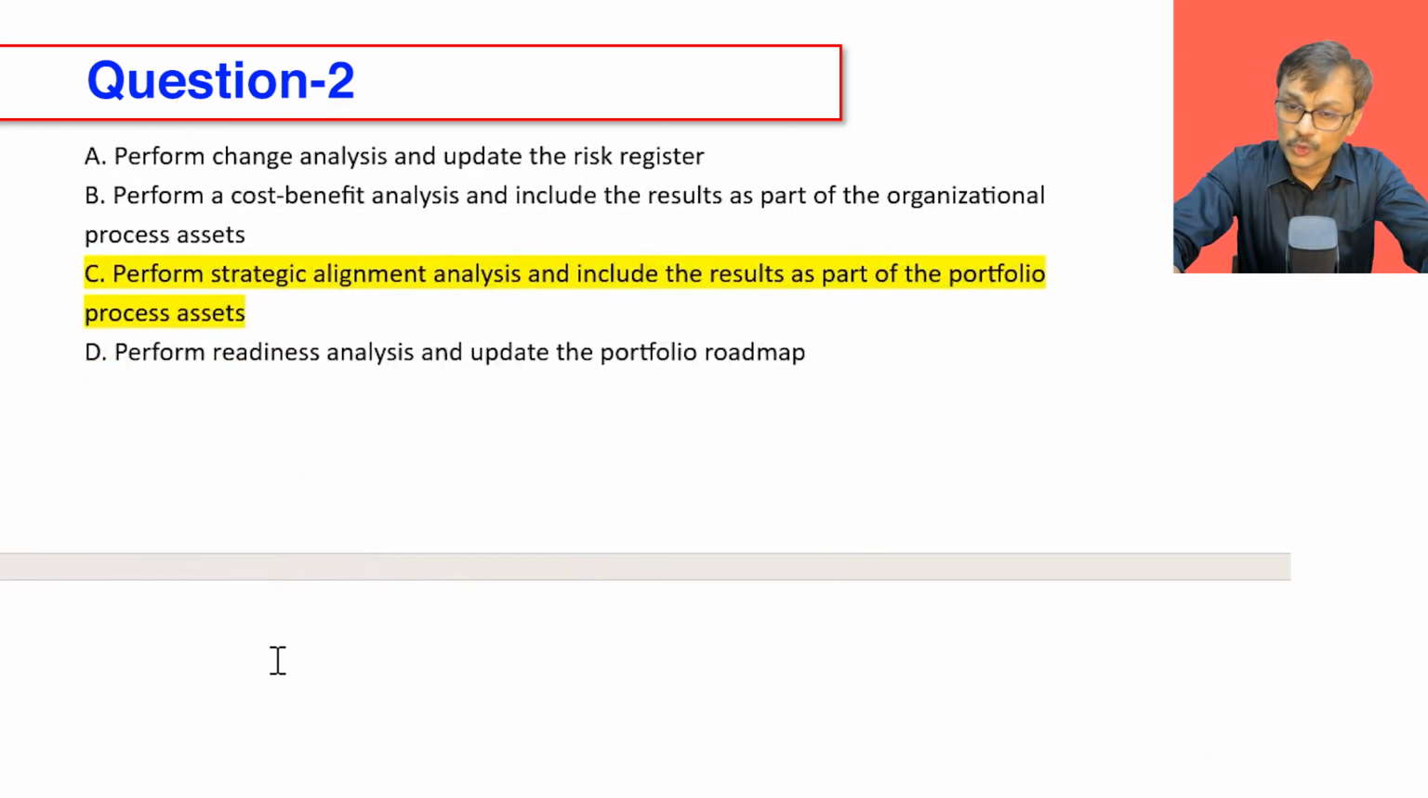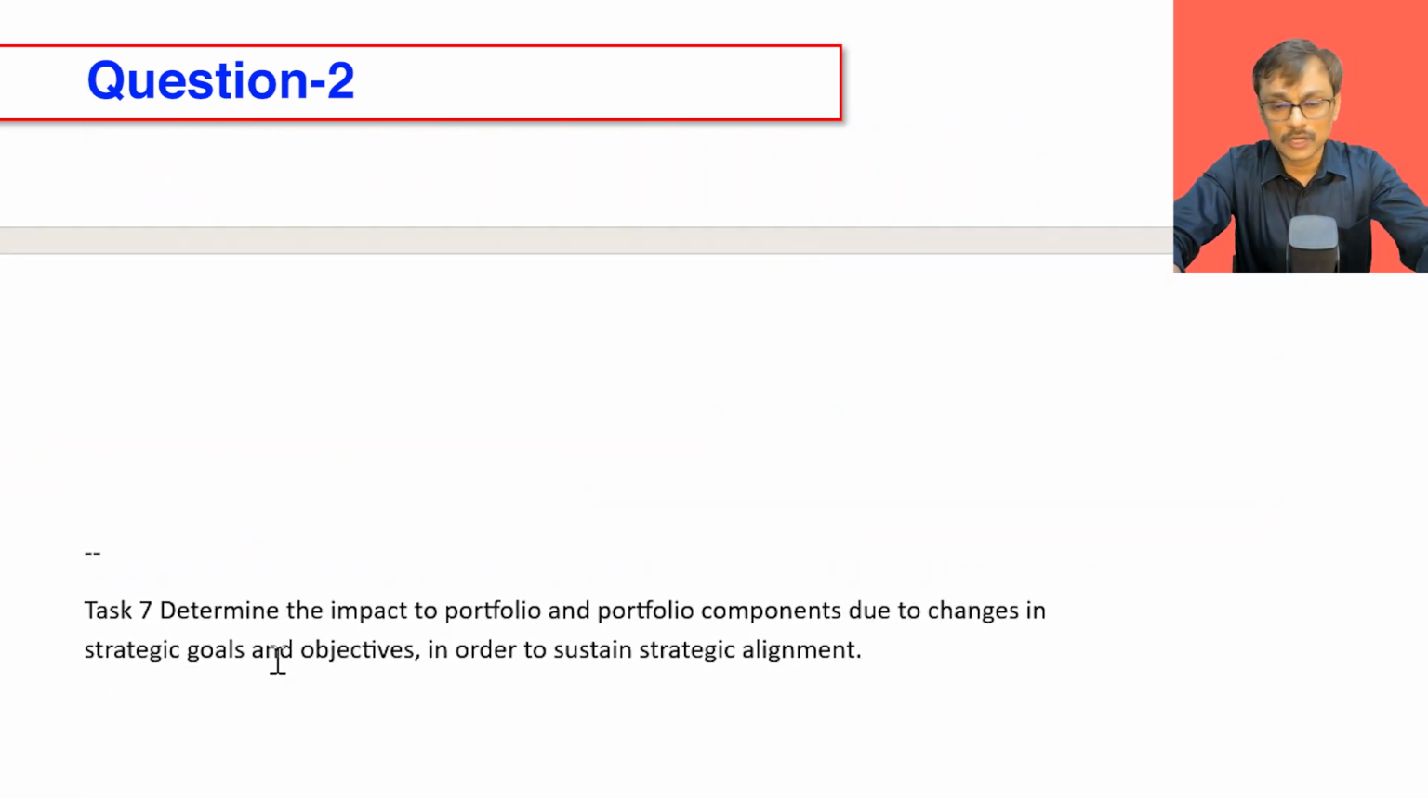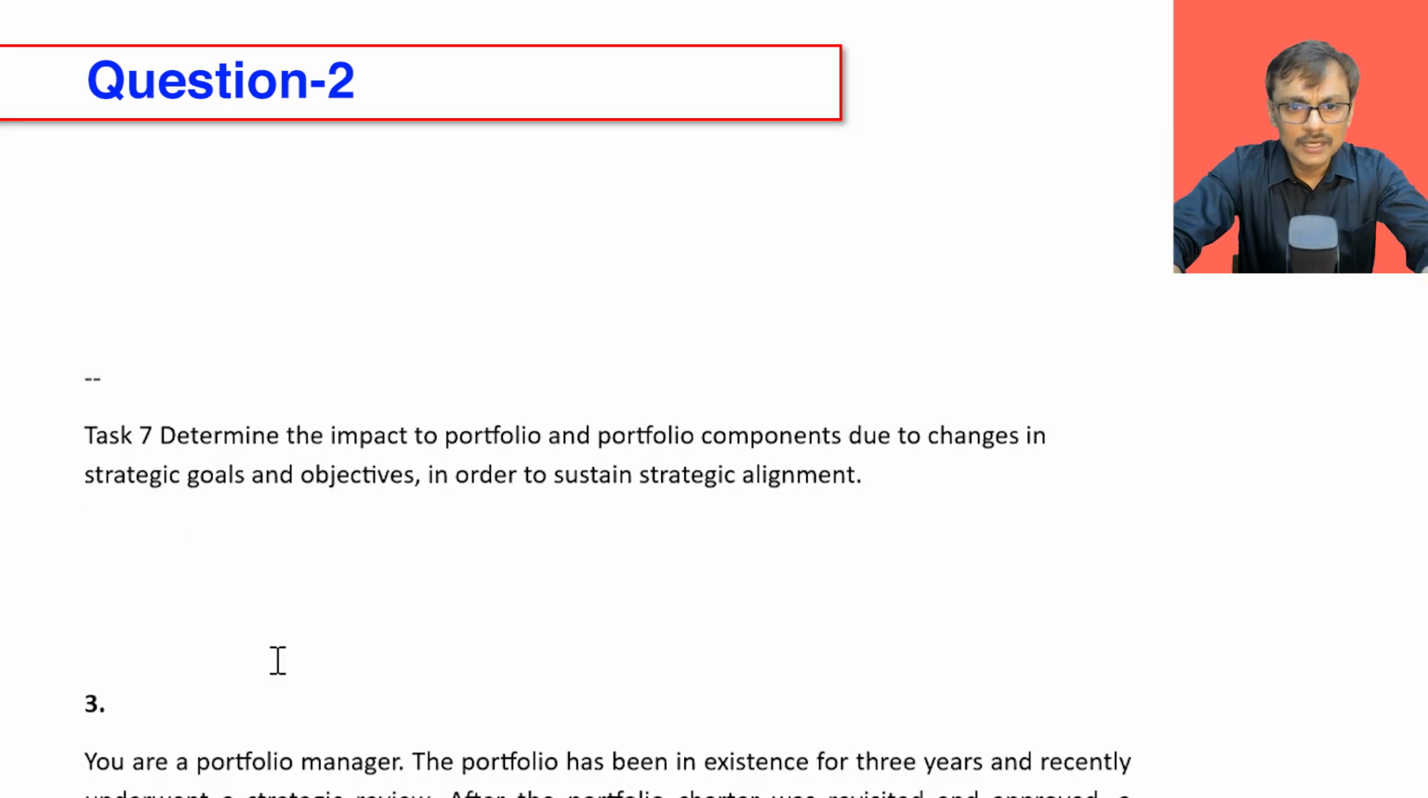You will definitely use the roadmap to visualize the as-is and to-be state. Then you will do a readiness assessment, and then you will communicate and move forward as per the revised roadmap. This is something you will do. This is a question which maps more to Task 7: impact on the portfolio and portfolio components due to change in the organization's goals and objectives, and you need to sustain strategic alignment. This gets very, very easy once you start practicing a little bit.